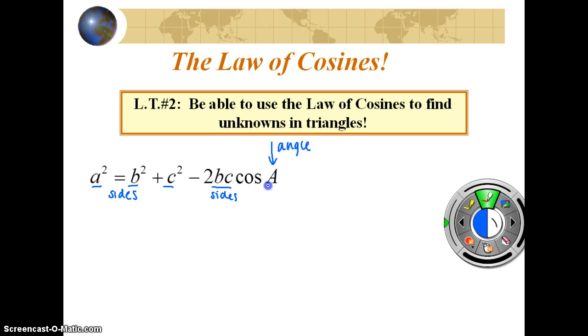Your cosine angle should always match up to your side that begins. So whatever's over here, a squared, that means that has to be the cosine of A. Say that we had b squared at the beginning, then it would have to be cosine of B at the end.